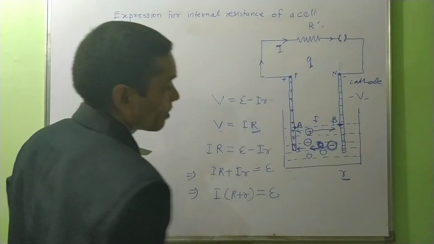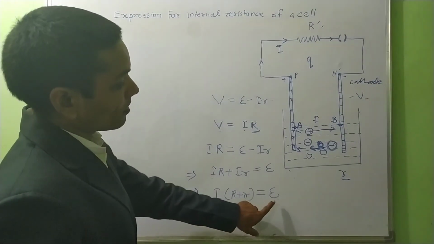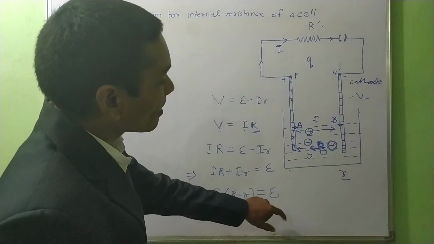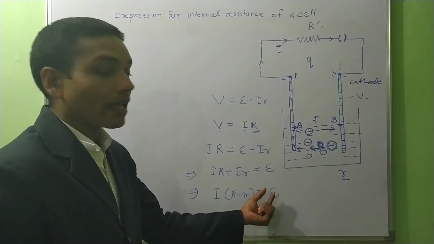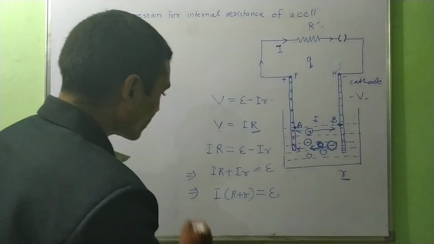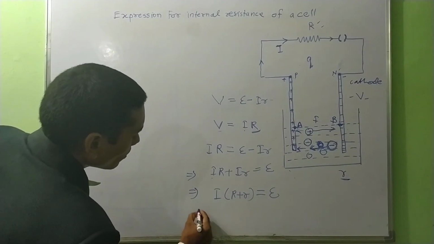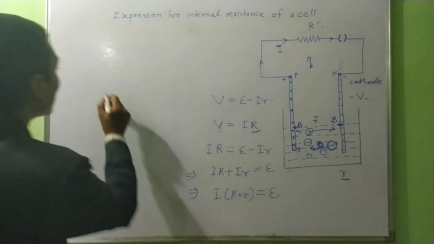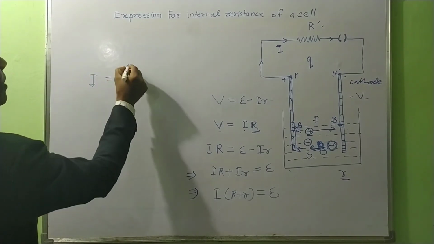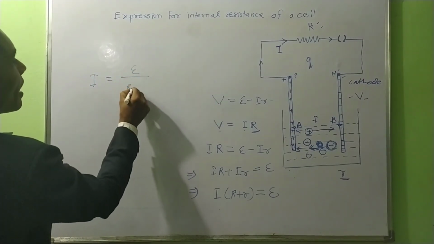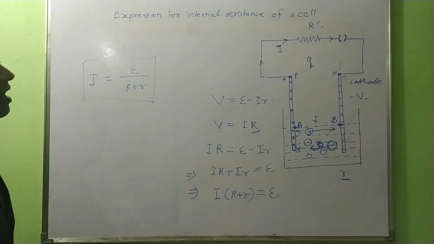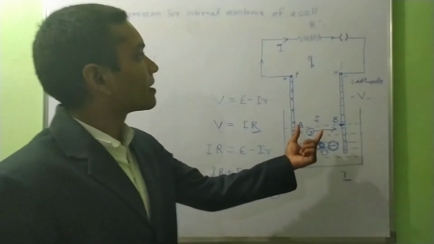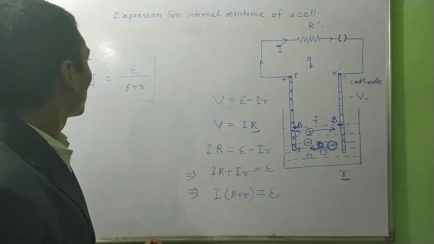So on putting the value of V in this equation, we get I into R equals epsilon minus I into small r, or I into R plus I into small r equals epsilon. On taking I common, I into (R plus small r) equals epsilon. Epsilon is the electromotive force; in some books, capital E is used in place of epsilon. So I will be equal to epsilon upon (R plus small r). This is the equation for the current drawn from the cell. Okay, thanks.